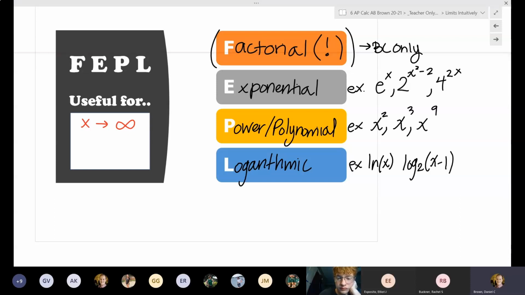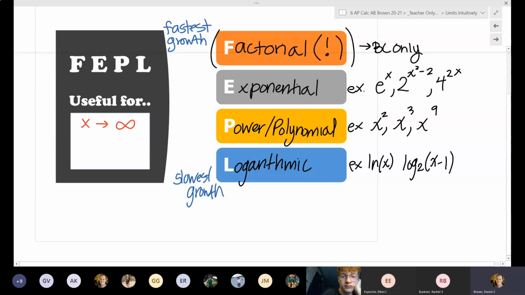And so you might ask yourself, well, okay, so I know those functions. We have exponentials, power, and logarithms. And FEPL helps me remind myself the order of extremes for them. And what I mean by that is what comes first is going to have the fastest growth. And what comes at the bottom is going to have the slowest growth. Notice that none of those are not growing. They're all growing. You're just saying which one's growing the fastest.